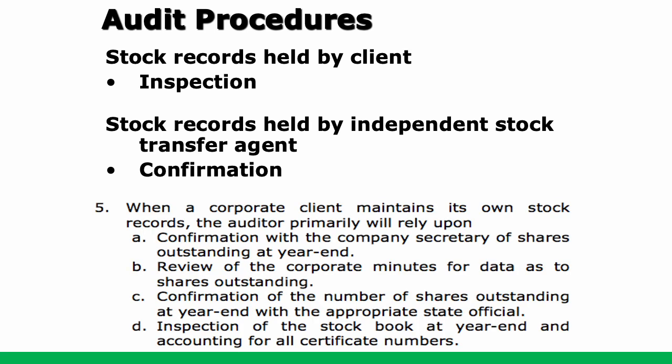So kaya to apply, number 5, question, when a corporate client maintains, highlight, its own stock records, the auditor will primarily rely upon, answer, inspection. Kaya answer is letter D. So inspection of the stock book at year end and accounting for all certificate numbers.